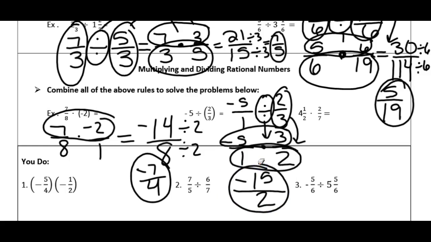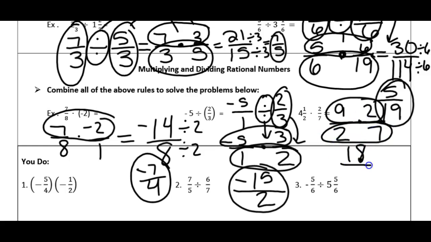And then this last one is a multiplication. But I do have a mixed number, so I need to change 4 1/2 to an improper fraction. 4 times 2 is 8, plus 1 is 9, so that's 9/2 times 2/7. Now, because it's multiplication, I don't need to do the keep it, switch, switch. So 9/2, I can just multiply straight across. 9 times 2 gives me 18. And then I can multiply the denominators. 2 times 7 gives me 14.